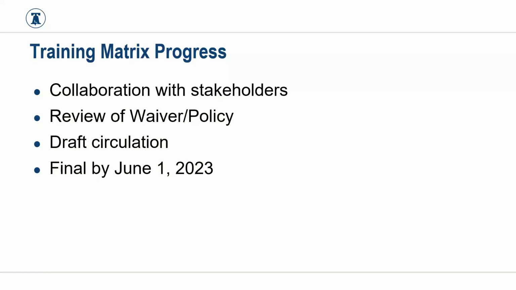It really takes into account all of the different trainings that are required, whether that be in waiver or policy. It includes some of the things that have been consistent in terms of training that have happened. There also are different columns that outline who the training really applies to.